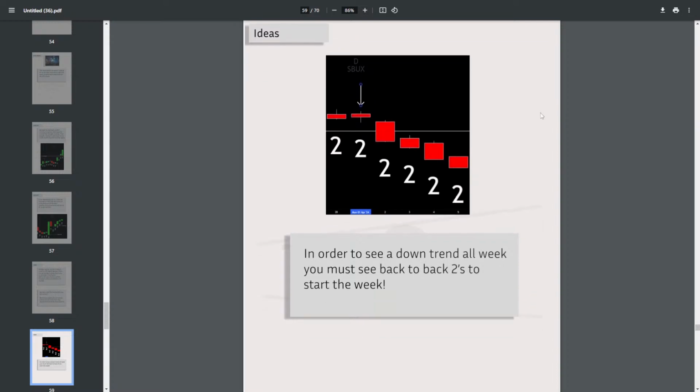So for example, what we can see in Starbucks here, in order to see a downtrend all week, you need back-to-back 2s to start the week. So we can see they go 2-2 on Monday. This was a position I actually took on this Monday here, which is why it's an example. They go 2 down again Tuesday here, selling more. So when that broke 2 down, I added to my position. This is breaking a weekly signal.